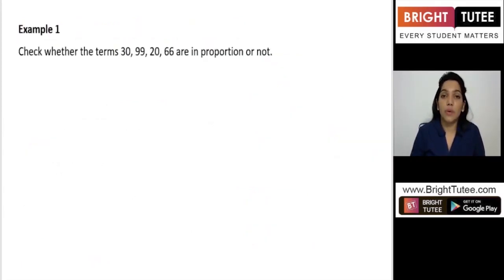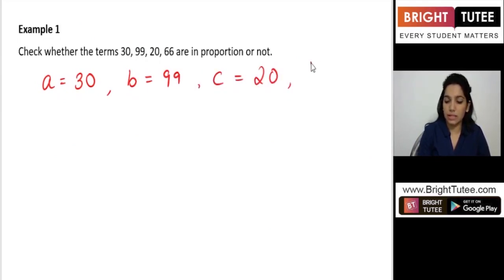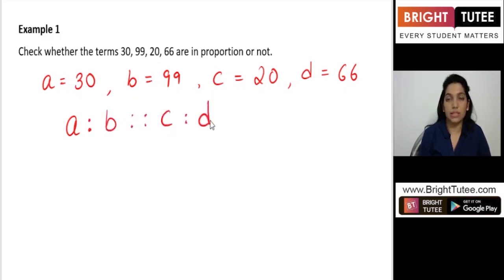Here it says check whether the terms 30, 99, 20, 66 are in proportion or not. First of all, we need to write these respective terms in order. So A will be 30, B is going to represent 99, C is going to represent 20 and D is going to represent 66. We need to write it as A is to B as C is to D. So let us write 30 is to 99 as 20 is to 66.